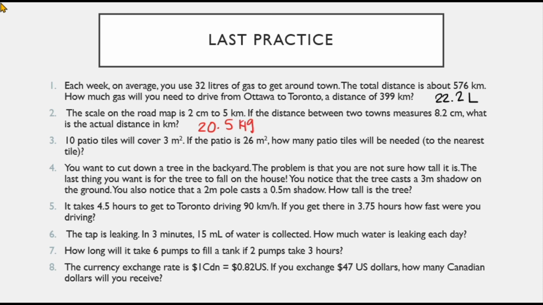Ooh, not kilograms. Should not be kilograms. It should be kilometers. This one, rounding to the nearest tile, should give you 87 tiles. This one's tricky, and the trick is in where you put things. Which one's a shadow and which one's a height? You should get 12 meters. Ooh, this one, think about the type of proportion this is, you should get 108 kilometers per hour. This one takes a bit of knowing how many minutes happen in a day, but you should end up at 7,200 milliliters. That's a good leak.